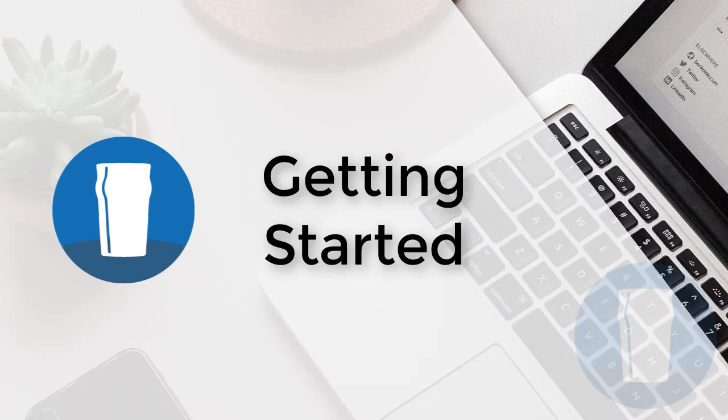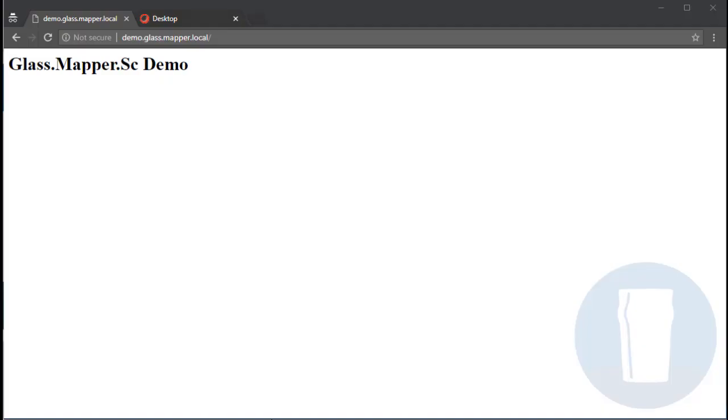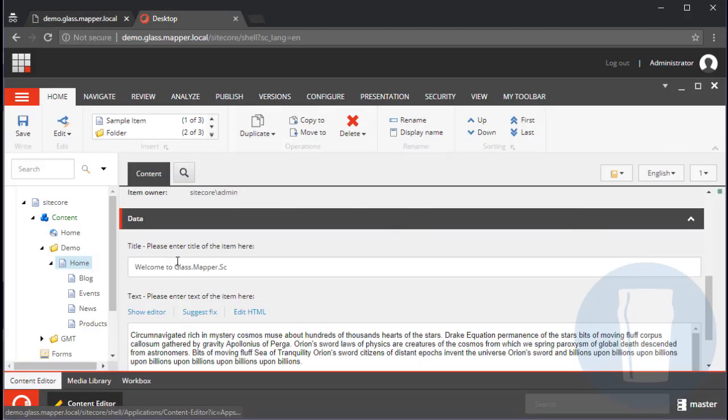In this video, I will show you how to install Glass and create your first models. For this demo, I'm going to use a very basic site. There's no CSS styling, no front-end work. I just want to focus on how we can use Glass to pull data out of Sitecore.